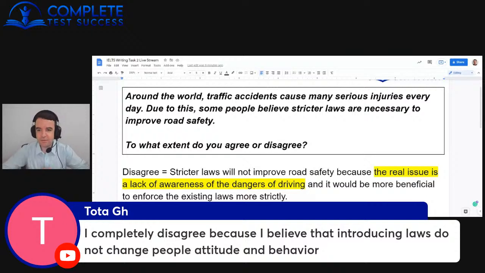Okay, I totally disagree because I believe that introducing laws does not change people's attitude and behavior. Good. Introducing stricter laws, not just introducing laws, but introducing stricter laws does not change people's attitudes or behavior. Good.